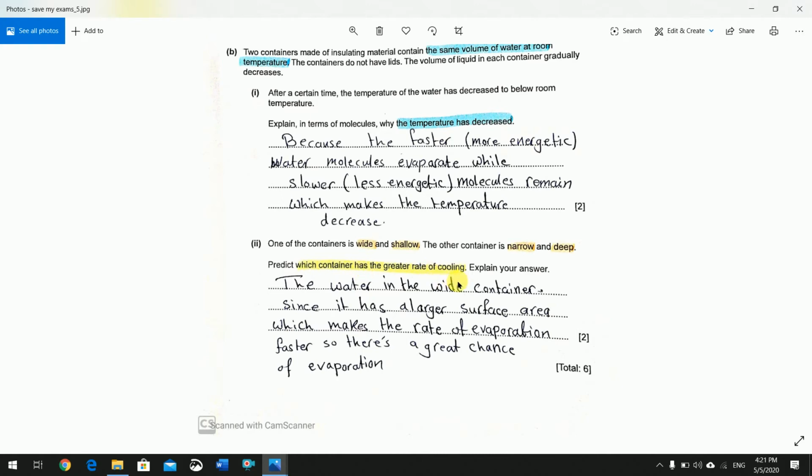rate of cooling. It will be the wide container because it has a larger surface area, which will make the rate of evaporation faster. So there's a greater chance of evaporating, because when you make the surface area bigger, you're allowing more molecules on the surface to escape. So that's why it will be the wider container.